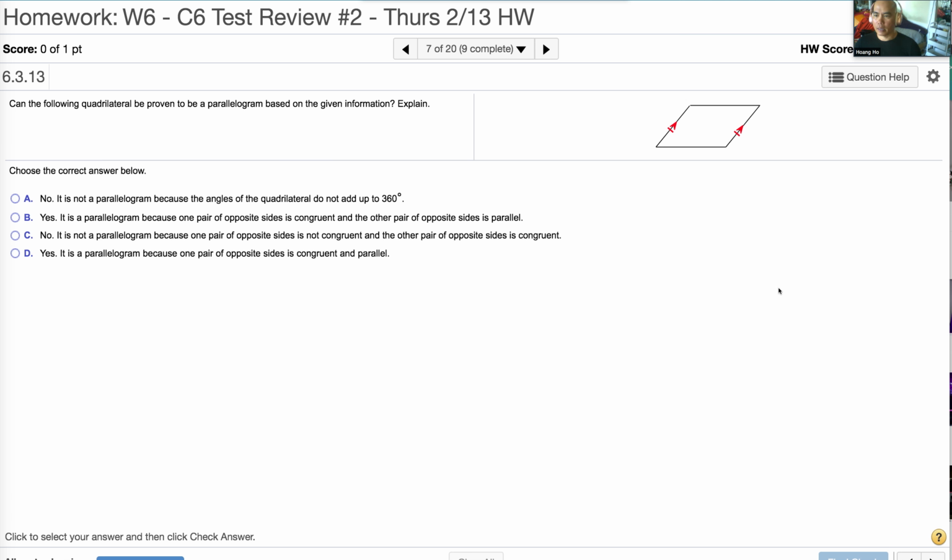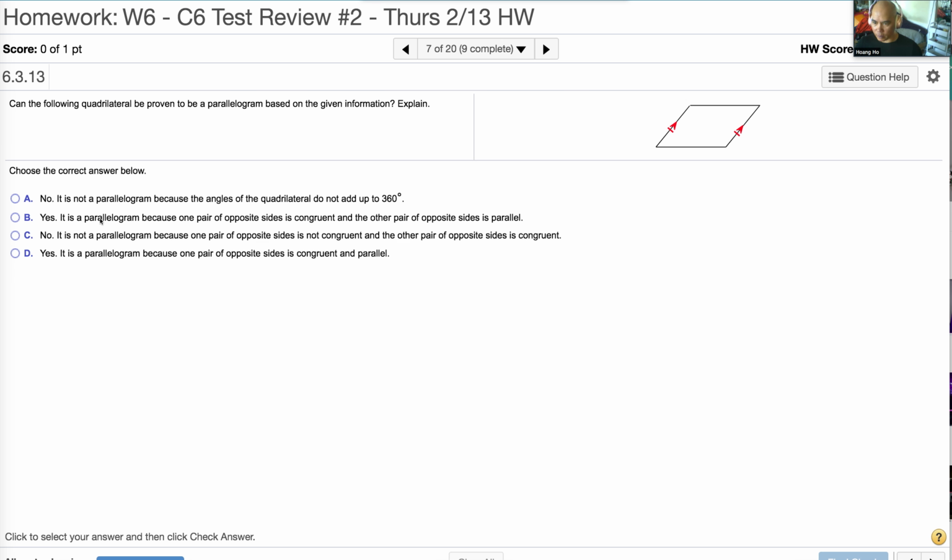Alright. Can the following quadrilateral be proven to be a parallelogram based on given information? So you've got two opposite sides with arrows, which means they are parallel, and one mark, which means they are congruent. So one pair of opposite sides is both parallel and congruent. So yes, this is a parallelogram. You have to choose the option yes.